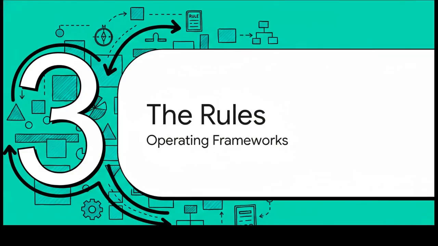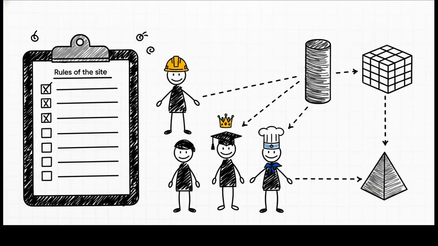Now for step 3, the rules. Let's talk about designing operating frameworks. A gorgeous new building is completely useless if people don't know how to navigate it, right? Well, your operating framework basically serves as the rules of the site. It dictates exactly who is allowed to do what within our freshly built architecture.